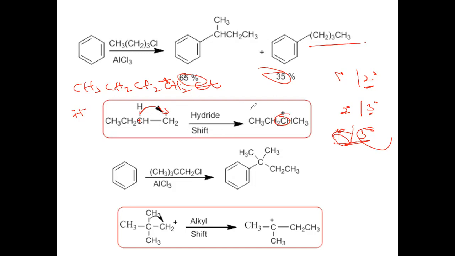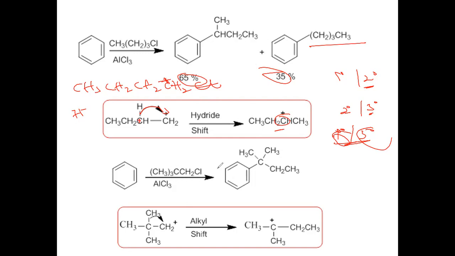So because of this rearrangement, you'd form a more stable carbocation, and then that will be the major product. So from primary to secondary, two products. Does that make sense? The next one, we don't have a hydrogen, we have an alkyl shift, right?